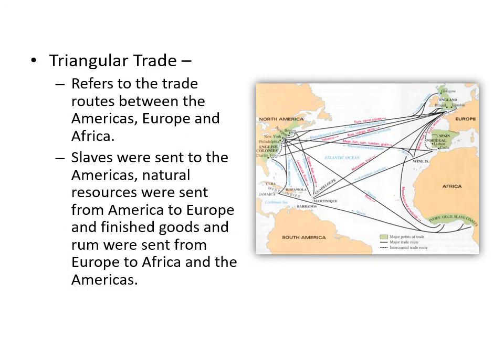Triangular trade. This refers to the trade routes between the Americas, Europe, and Africa. Slaves were sent to the Americas, natural resources were sent from America to Europe, and finished goods and rum were sent from Europe to Africa and the Americas. Essentially, human beings were simply seen as a product that could be bought and sold.